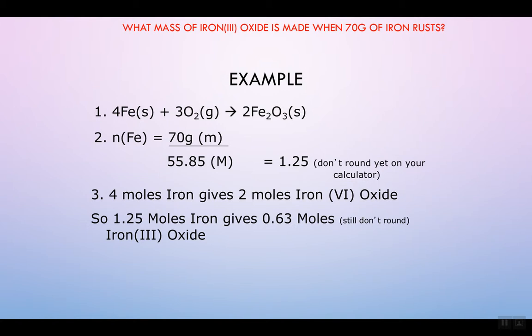Then I'm going to use my mole ratio. So if I look at my equation, if I've got 4 moles of iron, then that's going to give me 2 moles of iron oxide. I'm looking at these big coefficients. Okay, 4:2 ratio. So if I've got 1.25 moles of iron, it's going to give me half as many moles of iron oxide. So I'm going to divide it by 2, gives me 0.63 moles, and a few other decimal points, and I'm still not rounding that, of iron oxide.